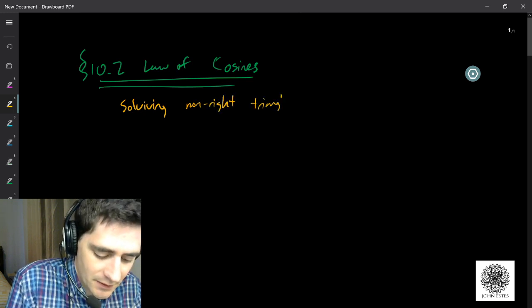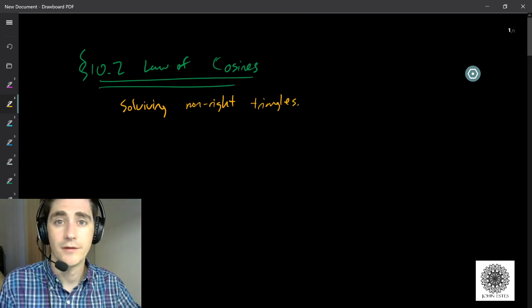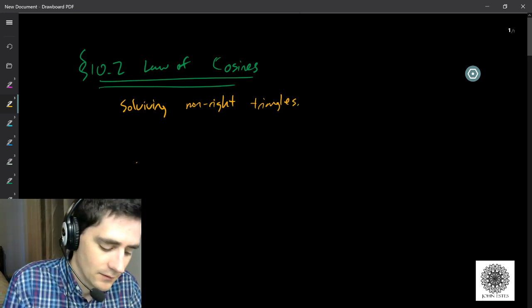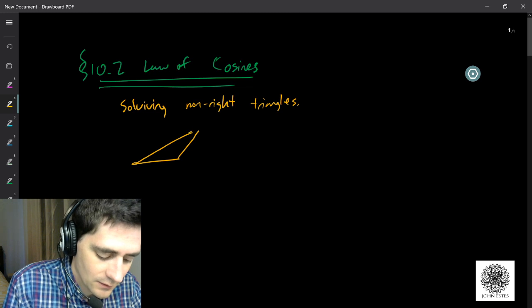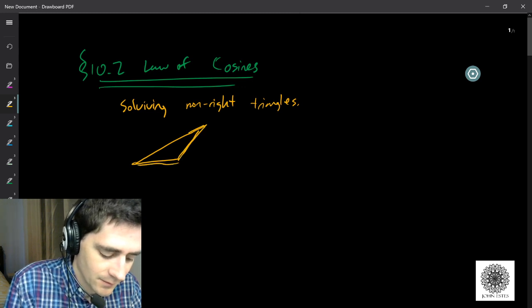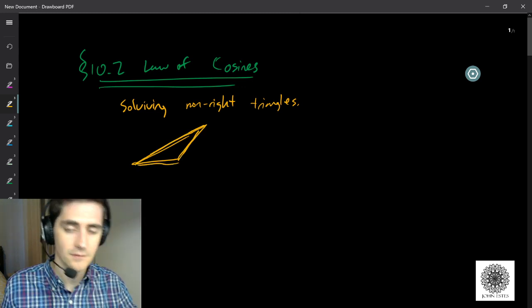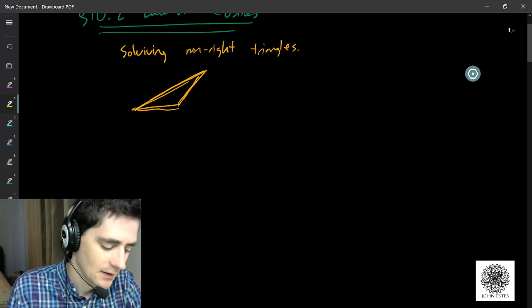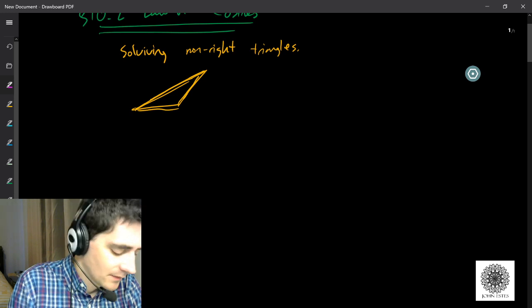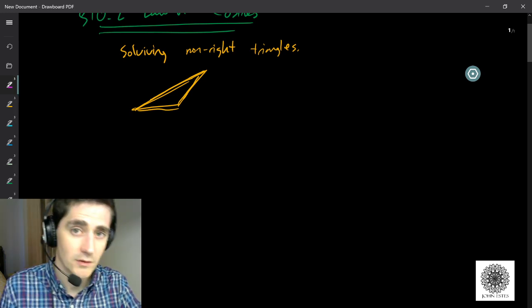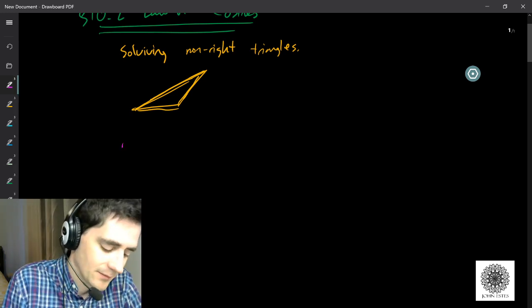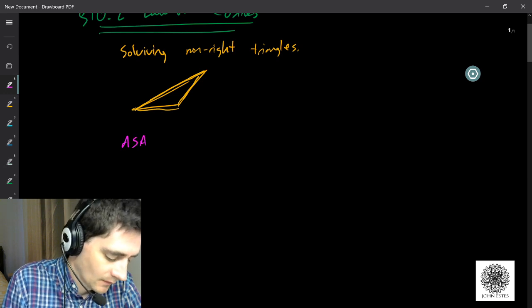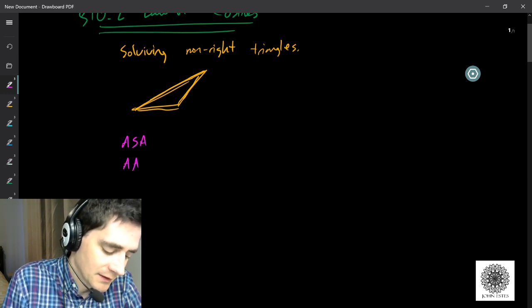Whereas most of trigonometry helps us figure out what to do with a triangle with a right angle in it. Now we're looking at these triangles that don't have a right angle in them and trying to figure out how do we solve them. And by solving them, we mean finding all the angles and all the sides. And last time, in section 10.1, we looked at three cases. We looked at angle, side, angle. We looked at angle, angle, side. And we looked at side, side, angle.